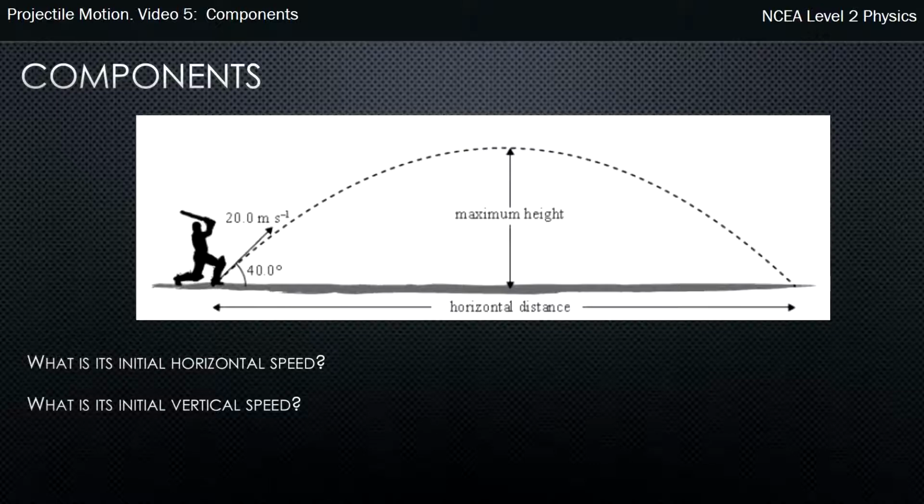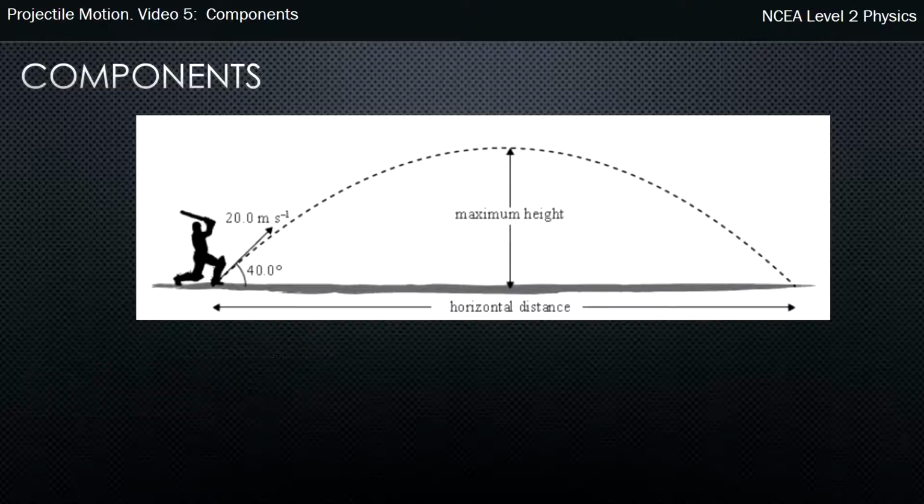Now, the way we problem solve this, remember we had the table with the horizontal parts and the vertical parts, and we dealt with them separately. This one to start with, I don't know, this 20 meters a second, is it horizontal or vertical? I'm not sure. So what do we do here? Well, we have to look at it in components.